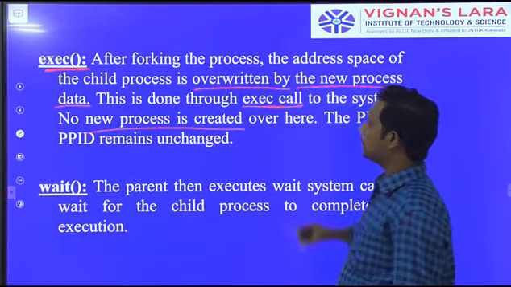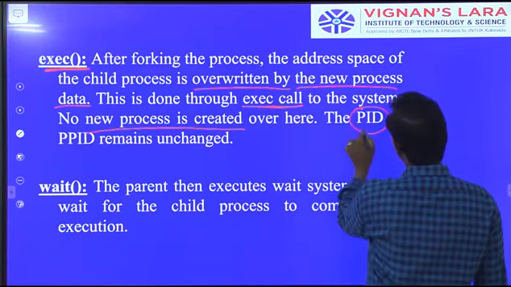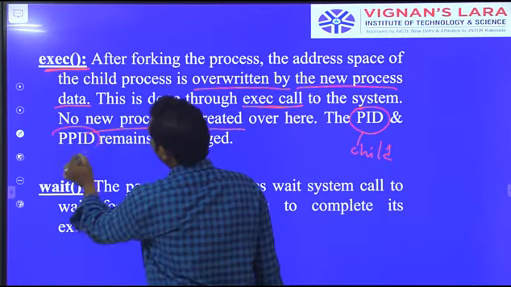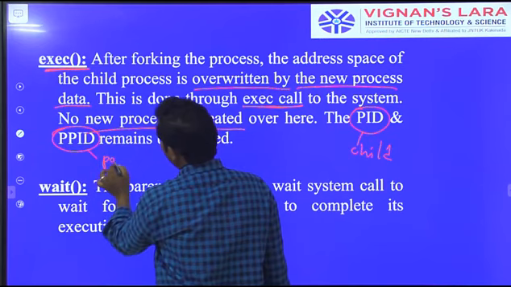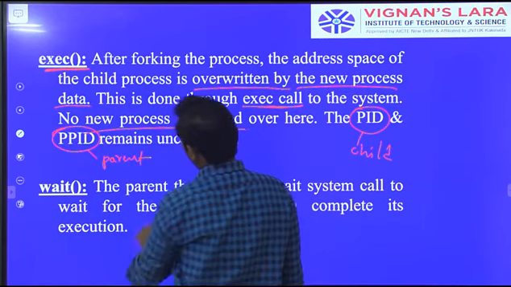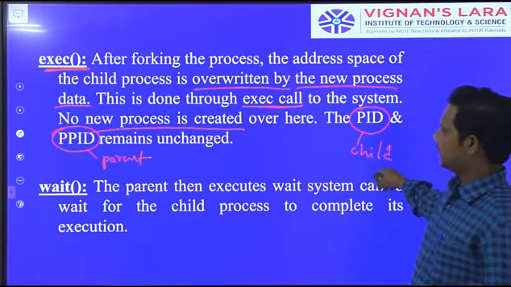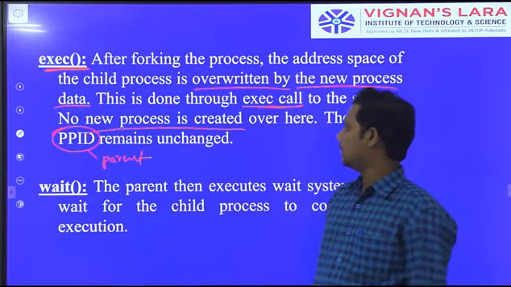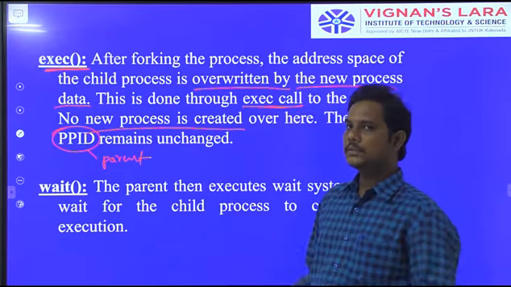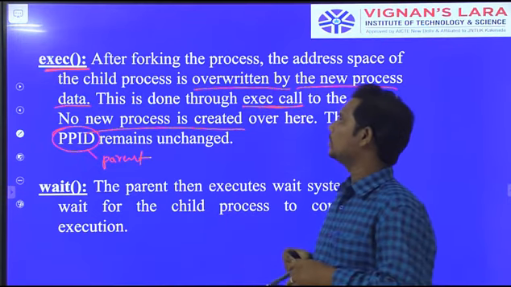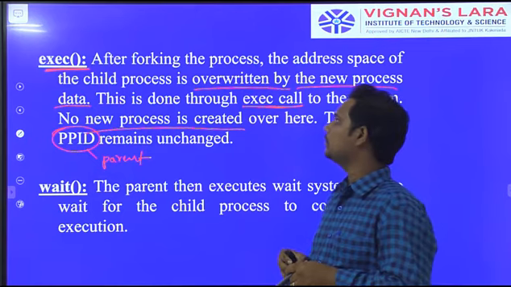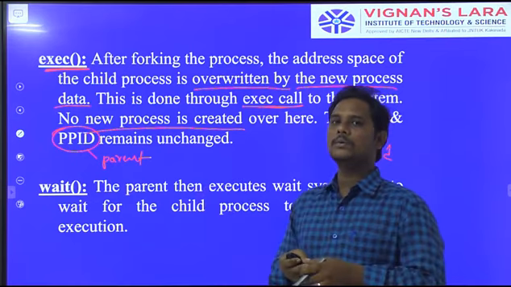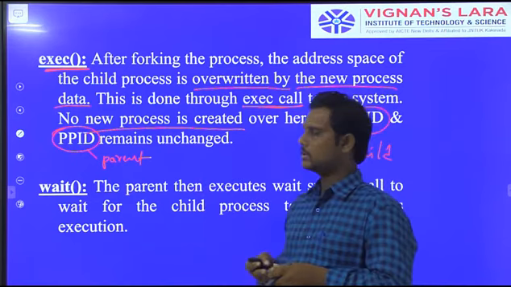The PID and PPID: here PID means the child, and PPID means the parent process ID. Both remain unchanged. So how is it executed? I will show you that. After creating the new process, we use the exec system call to execute the parent process and child process.